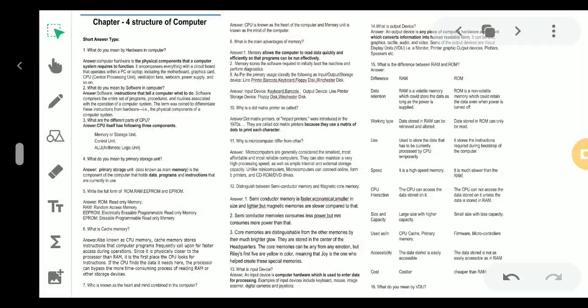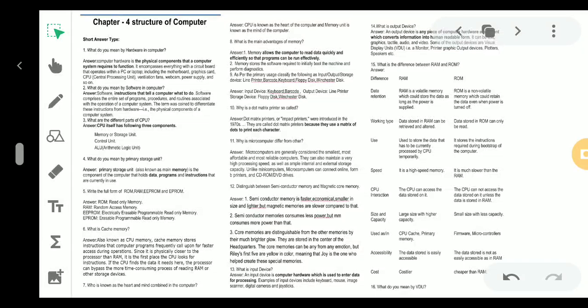Now the next question is cache memory. This is also known as CPU memory. The cache memory stores the instructions that computer programs frequently call upon for faster access during operation. Since it is physically closer to the processor than the RAM, the CPU first looks for the instructions there. If the CPU finds the data it needs there, then the processor can bypass the more time consuming process of reading the RAM or other storage.